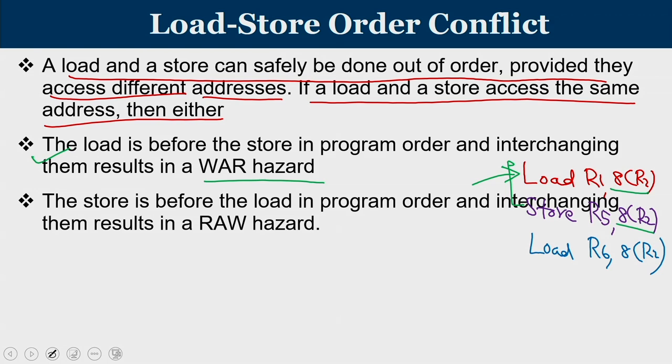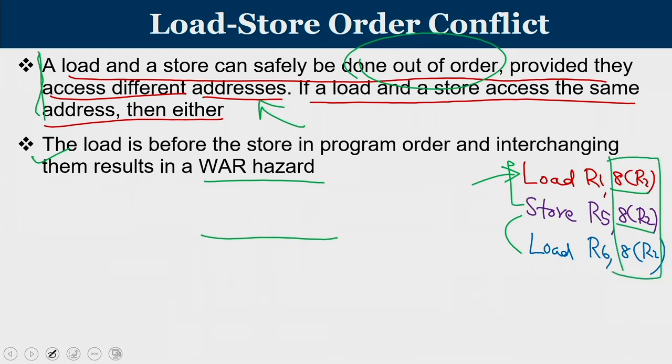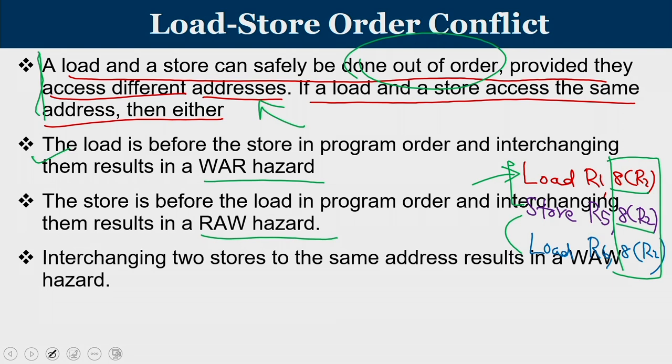Similarly, if the store is before the load in the program order, so that is what you can see, there is a store and a load. Interchanging will result in a RAW hazard. So, we have to be very careful when you interchange the order of load and store, provided they are going to access the same address. As mentioned in the first point, load and store can be safely done out of order. You can exchange the order provided they are going to access different locations. In this example, if the locations that this load and store are going to access are different, interchanging the order is no longer going to be a problem. Interchanging two stores to the same address can result in a WAW hazard as well.